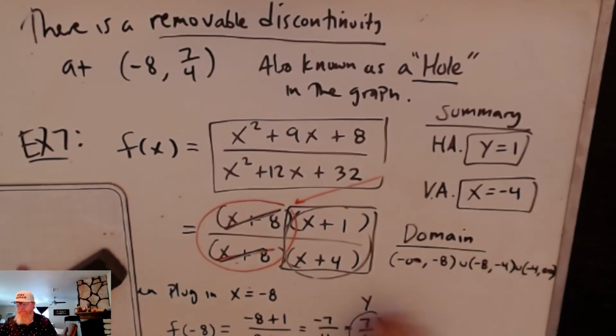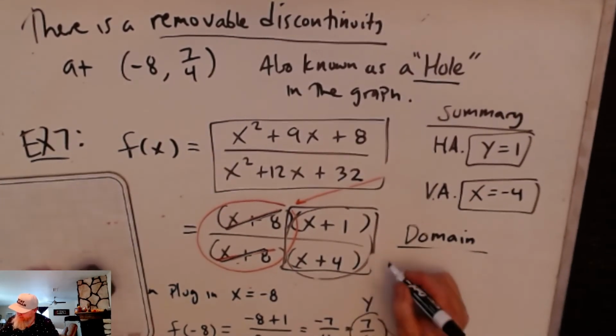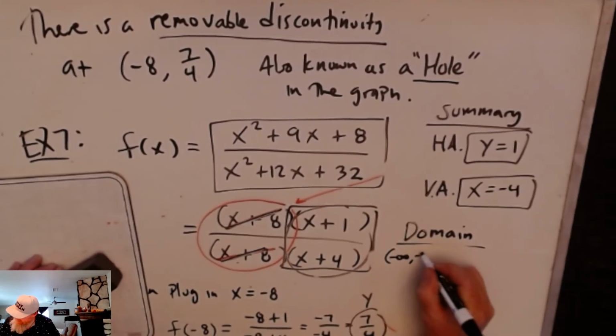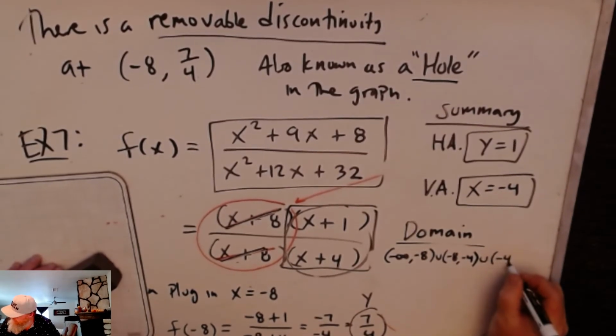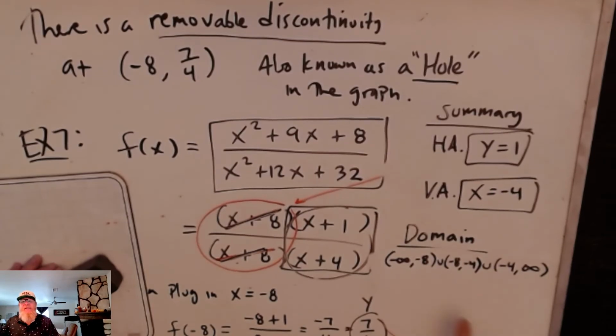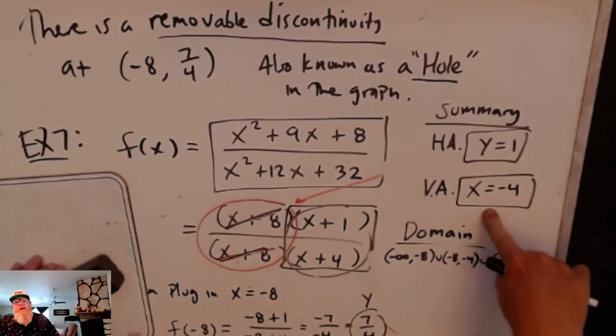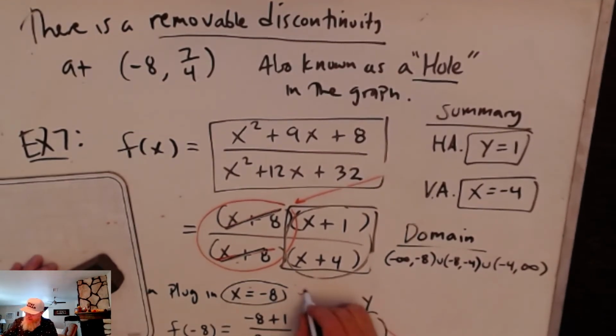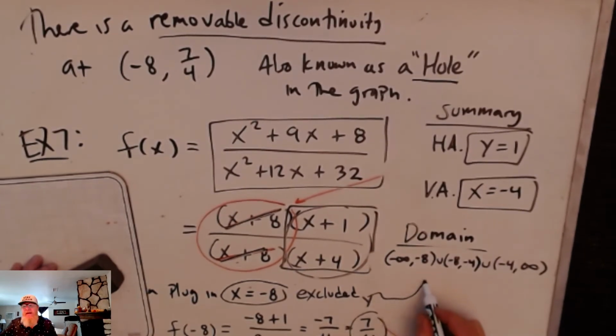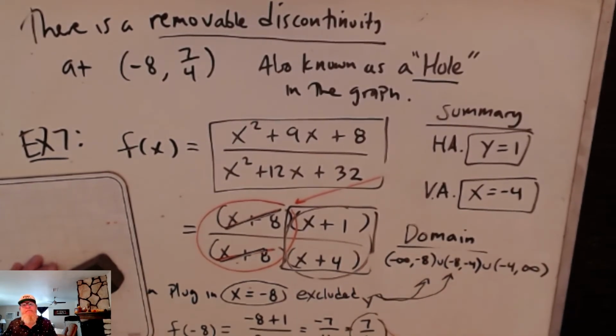Barely got that in there, but here, that's driving me crazy. I have to do that again. -infinity to -8, union -8 to -4, union -4 to infinity. So even though there's only 1 vertical asymptote, there are still 2 excluded values, -8 and -4. So this value is still excluded from the domain. All right.